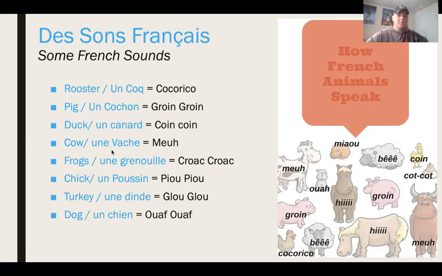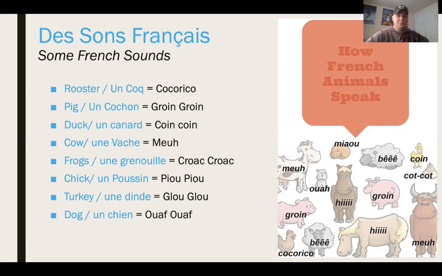Then you have a cow or une vache. It's very similar to what we have, but the spelling's a little different, which they have me instead of moo. It's me. It's not moo, moo, moo. It's just a little different. Frogs or une grenouille. It's quack, quack, quack, quack. Sounds almost like our quack, quack for a duck, but it's for frogs.